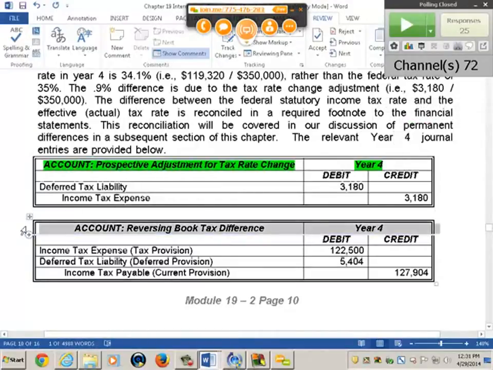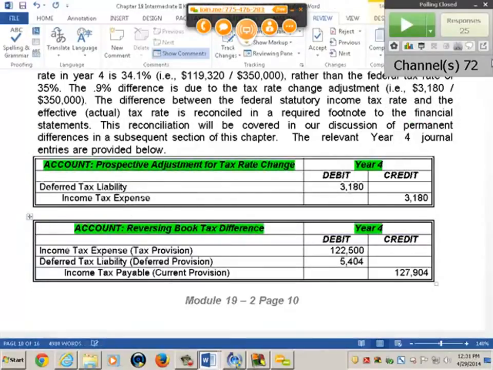And then I would have my regular tax provision where I would debit tax expense, 122.5, debit the reversing, and once again, there's a reversal in that year, which is the book tax difference that reverses out of $15,440 times the tax rate of 35%. That's $5,404. And credit the payable.